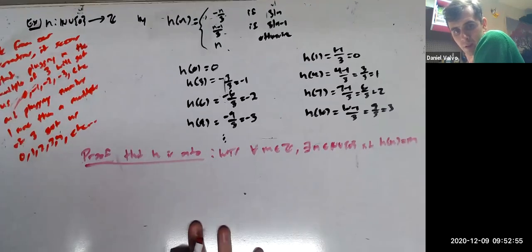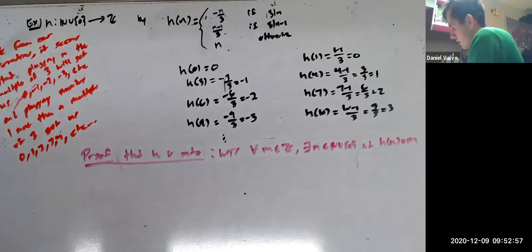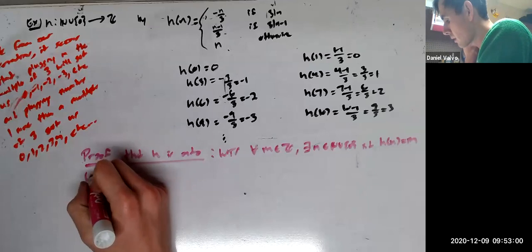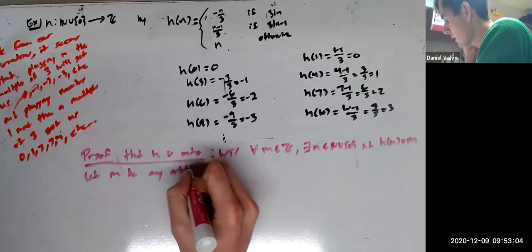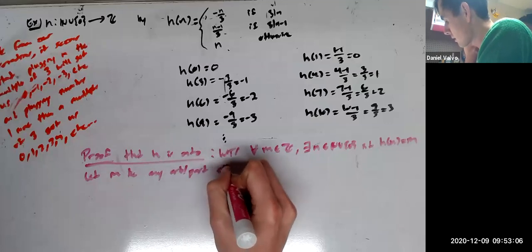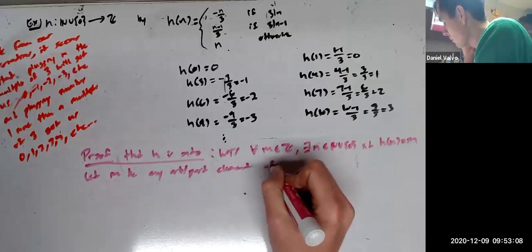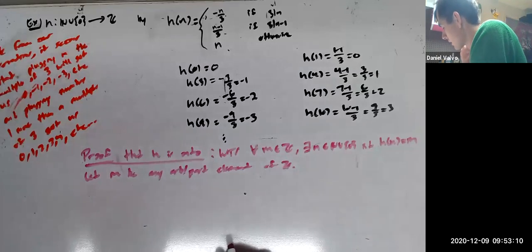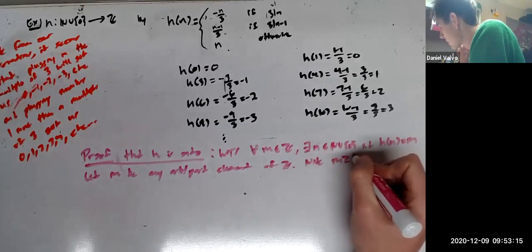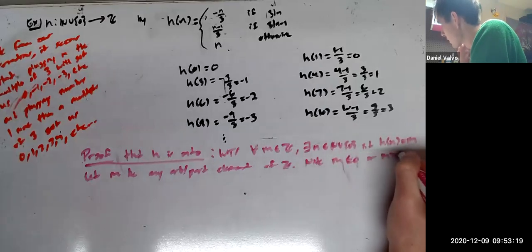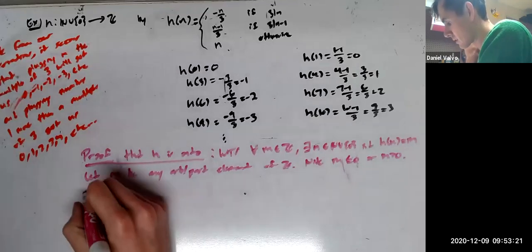That's what we're trying to prove. So let m be any arbitrary, particular element of Z. Note m is either less than or equal to 0, or m is greater than 0. So you have two cases here.